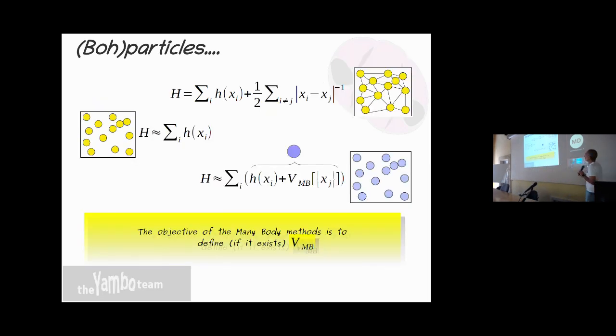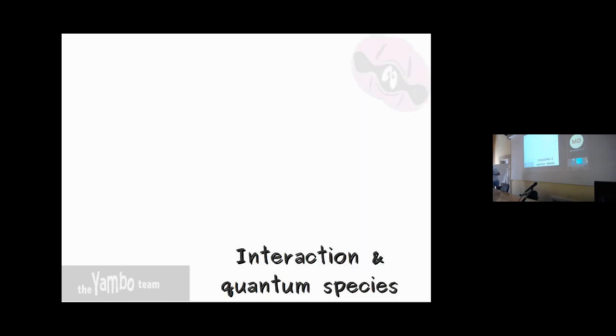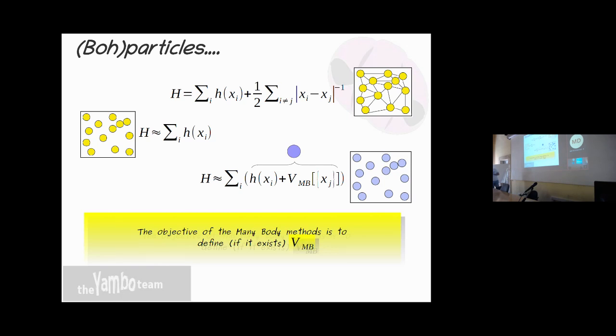Right, so similarly to DFT, your goal is to define some mean field potential, some potential that describes the single particle levels in such a way as to reproduce the physics of the fully interacting system. And the question is, what is V many body? So in order to understand what this V many body is, we need, first of all, to transform the interaction between electrons into something that we can treat.